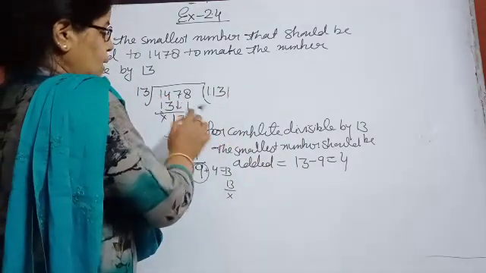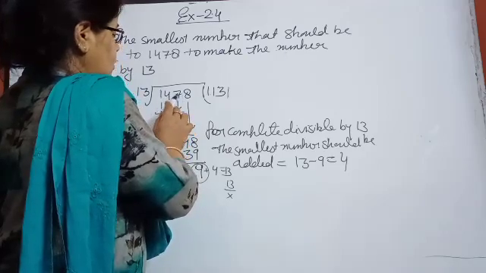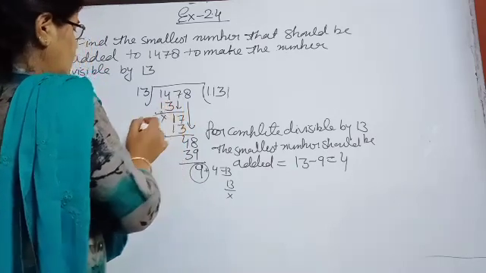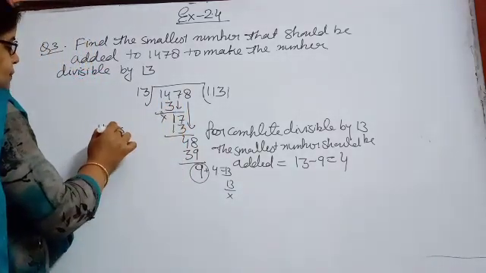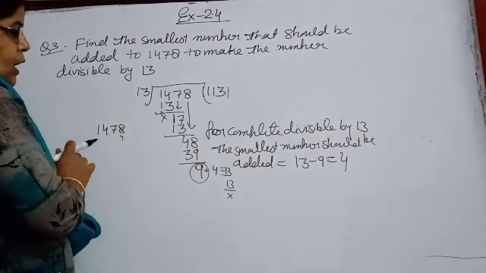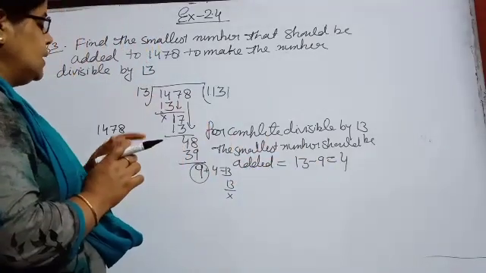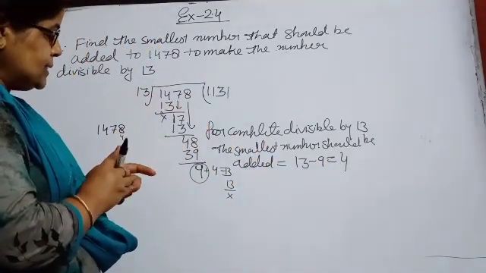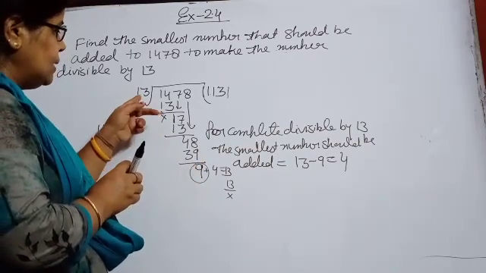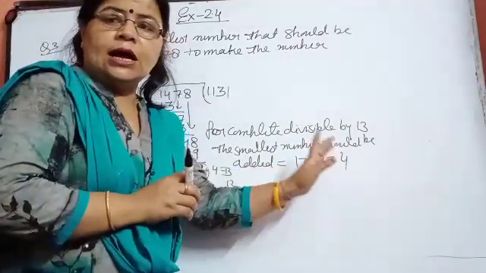If 4 should be added to 1478, then 8 plus 4 becomes 12. 1478 plus 4 will become 1482. Okay, and then 1482 will be completely divisible by 13. So how much less? What you should do is, whatever remainder is there, subtract that remainder from the divisor, and in this way you will get your answer. Okay.